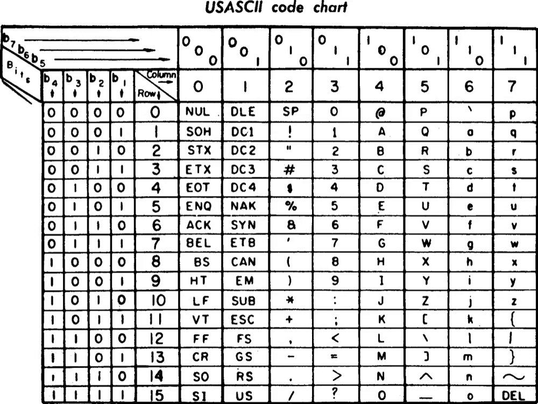ASCII, abbreviated from American Standard Code for Information Interchange, is a character encoding standard for electronic communication. ASCII codes represent text in computers, telecommunications equipment, and other devices. Most modern character encoding schemes are based on ASCII, although they support many additional characters.